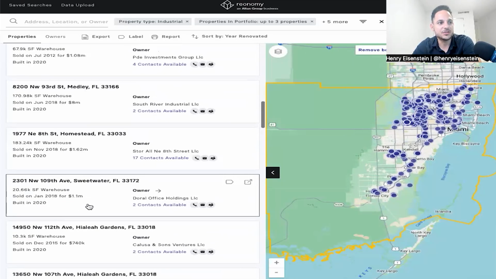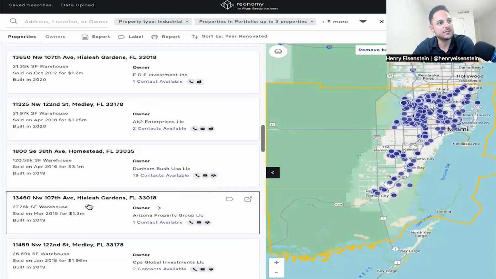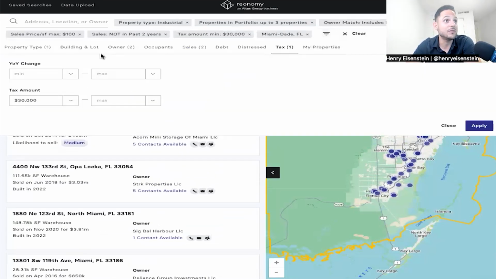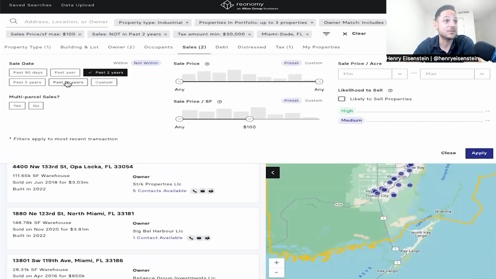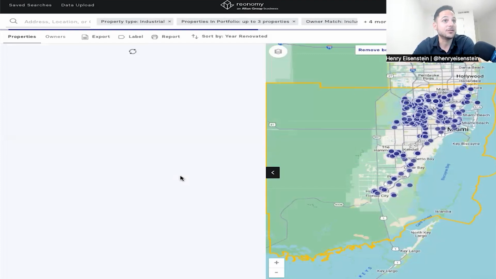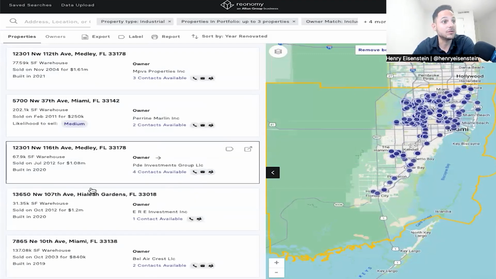This is essentially the first lead list I would pull, right? This is a fairly good lead list. If you'd like to, you can even try to get under the 1,200 by going back to sales. Last 2 years, now you go to last 10 years. Now you're down to 796. You hit apply and you just start with this lead list. This could be a really lucrative lead list to start with.